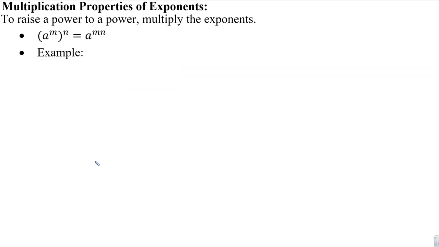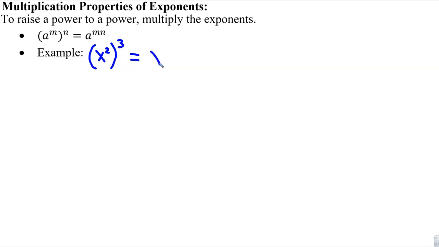All right, and the last property for today, raising powers to powers. So to raise a power to a power, you just multiply the exponents. So a to the m raised to the n power is just going to be equal to a to the m times n. So for example, if I have x squared to the third, well, what's that equal to?